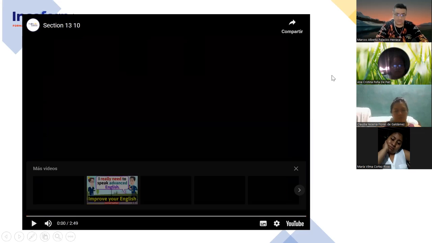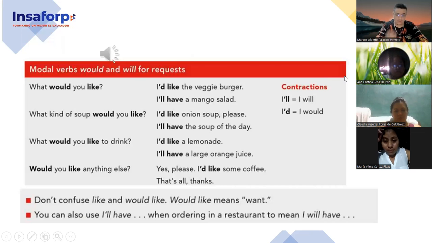That was beautiful. Okay. So what we have is this thing: requests. That's what we're going to work with, would and will. These two are modals, and we use them when we ask for a request. Most likely, based on the context we are working with, it is in a restaurant, right? So this is happening in a restaurant, pretty much.